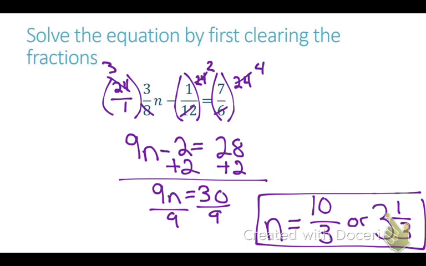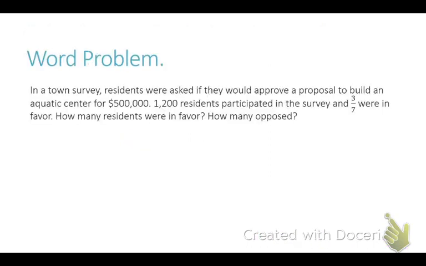All right, so we have one more problem to cover, and that is a word problem format. It has to do with one of the operations of fractions, either multiplying, dividing, adding, or subtracting. In a town survey, residents were asked if they would approve a proposal to build an aquatic center for $500,000. 1,200 residents participated in the survey, and 3/7 were in favor. How many residents were in favor and how many opposed? I want you to try to start working this out on your own, figure out what information is necessary to solve, and then we'll go through it in just a minute.